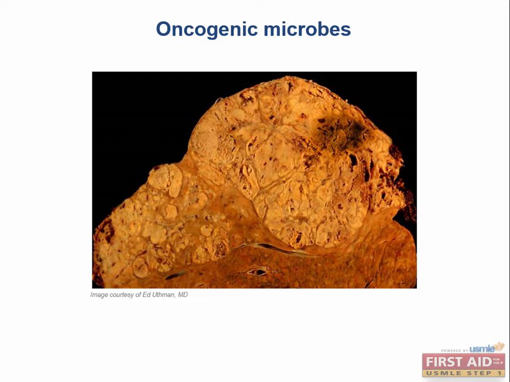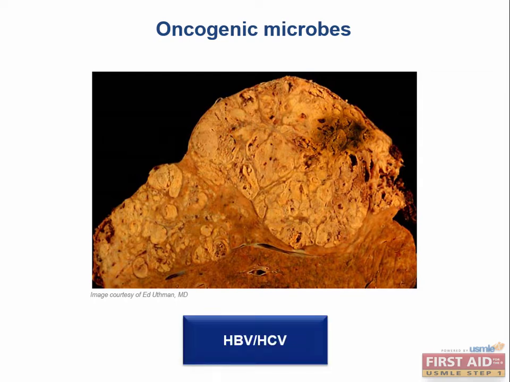Boom. What is this, first of all? We saw it before, hepatocellular carcinoma of the liver. What oncogenic microbe causes liver cancer? Hepatitis B, hepatitis C. Remember, because of all that inflammation causing free radicals and DNA mutations. And actually, which one of these viruses is a DNA virus? Hepatitis B is. So this actually incorporates into the DNA, and that can cause even more mutations directly.